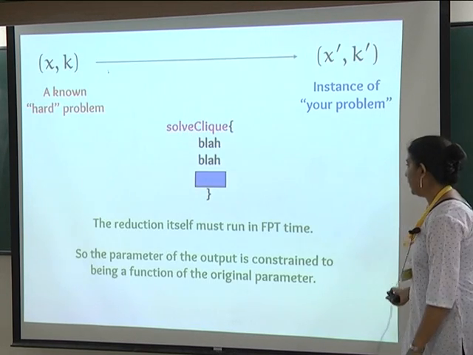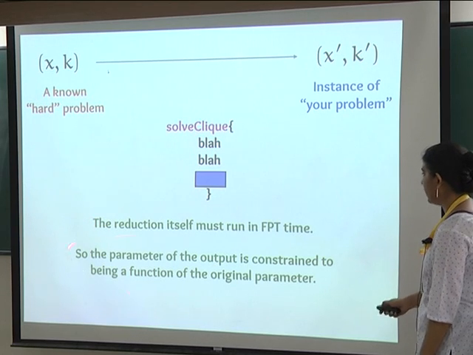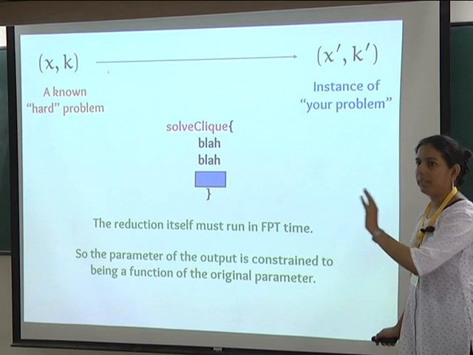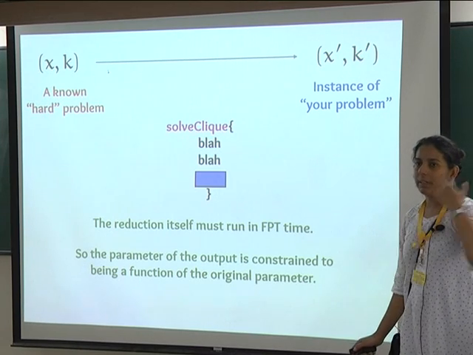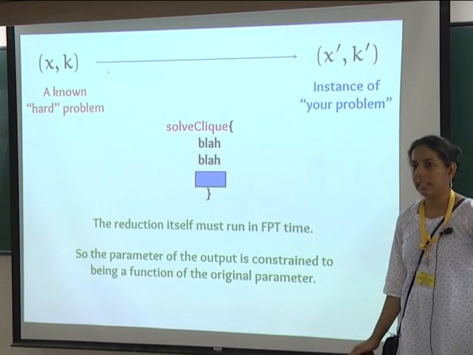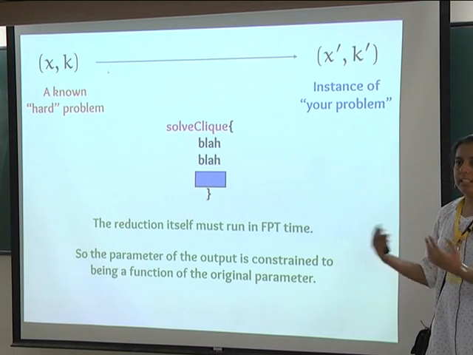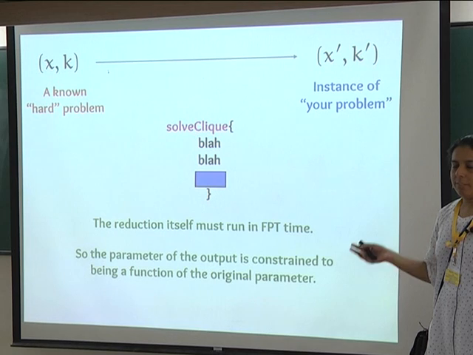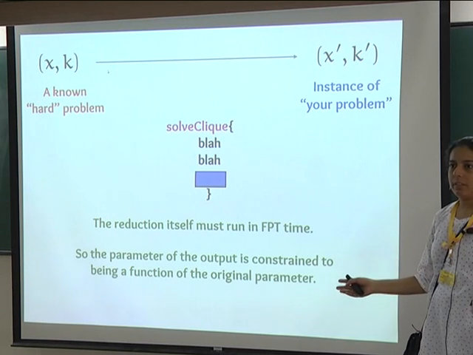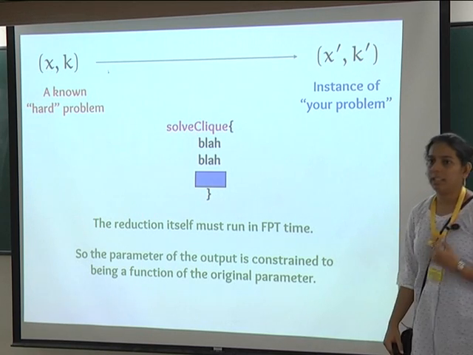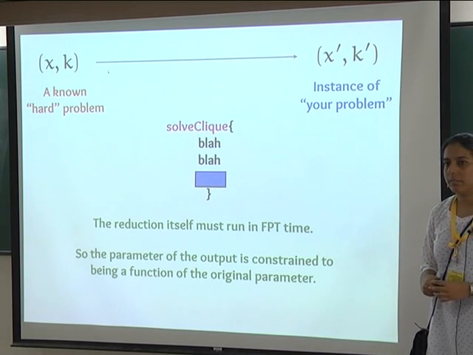Okay, the second condition makes an FPT reduction more restrictive, and that's why some NP-hardness reductions break down. But the first condition actually gives an FPT reduction more freedom. What is the difference between this requirement and the requirement in a classical reduction?